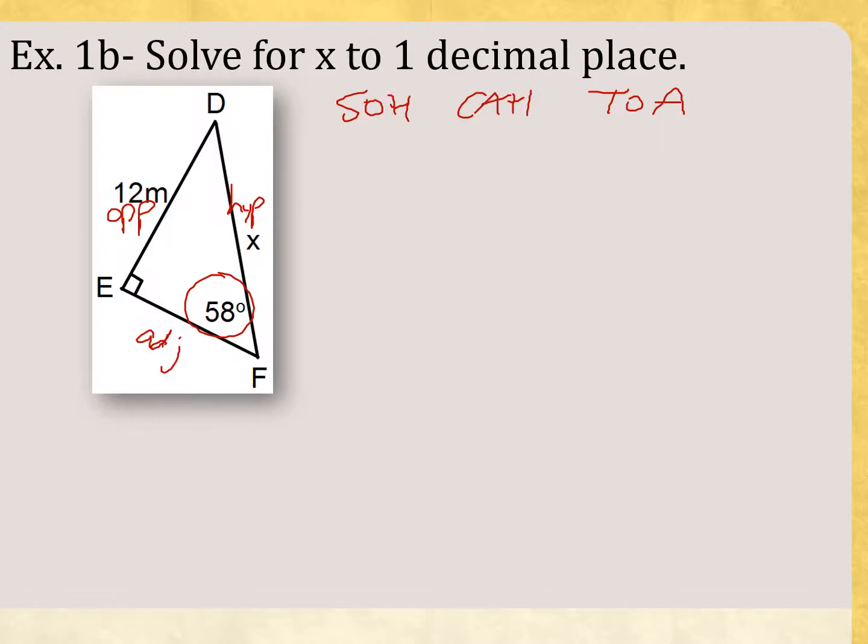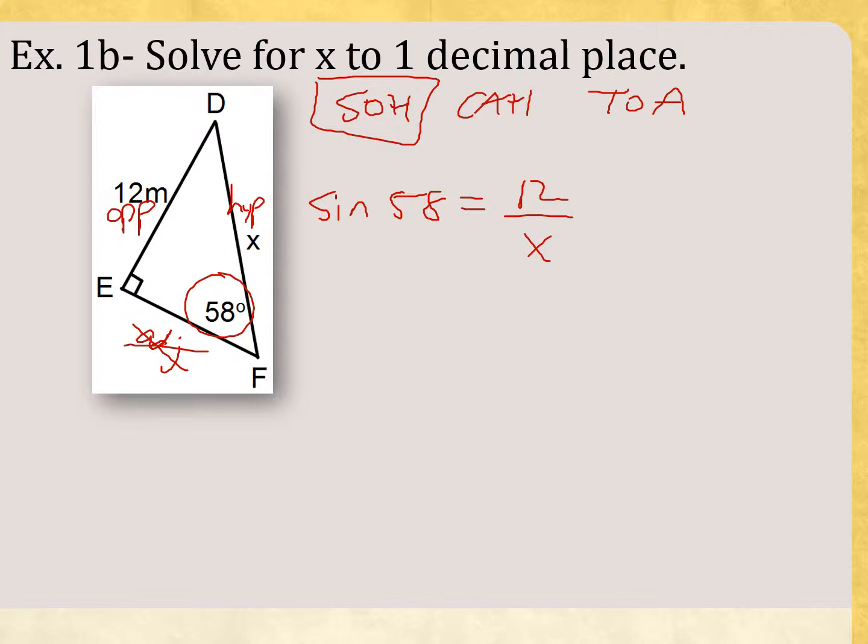And then when you're deciding which one to use, you kind of want to get rid of the one that doesn't give you anything. So in this case, the adjacent gives us nothing, it's just visual clutter. O and H goes with SO. S stands for sine. Sine 58 equals 12 over x.